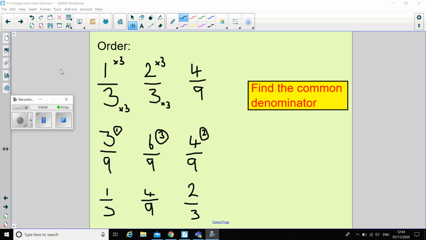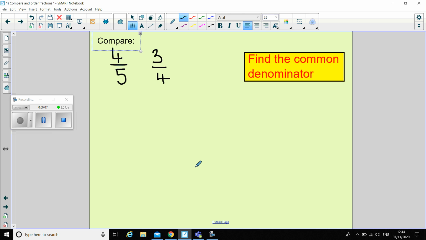Okay, hopefully you've managed to do those first 4 questions. The remainder of the questions are a little bit trickier. So now I'm just going to show you how we can solve the remainder of those questions.